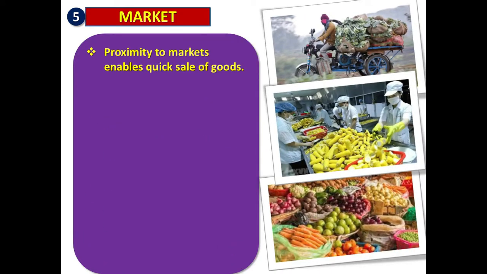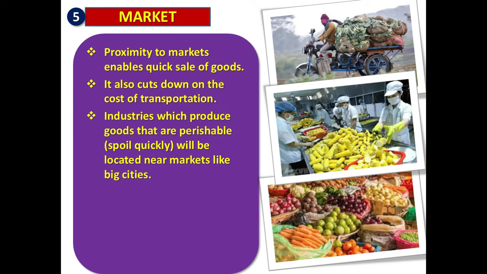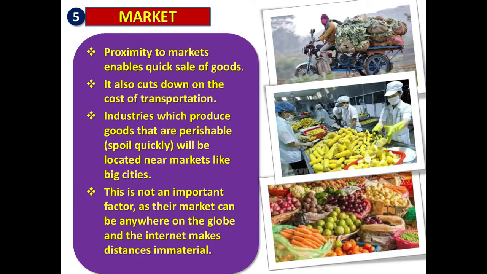In the market factor, proximity to markets enables a quick sale of goods, and it also cuts down the cost of transportation. Industries which produce goods that are perishable, that is, that spoil quickly, will be located near markets like big cities. And this is not an important factor for others, as the market can be anywhere on the globe and the internet makes distances immaterial.